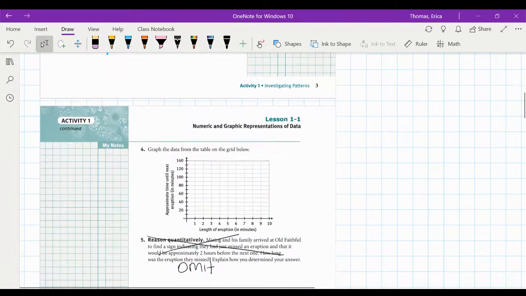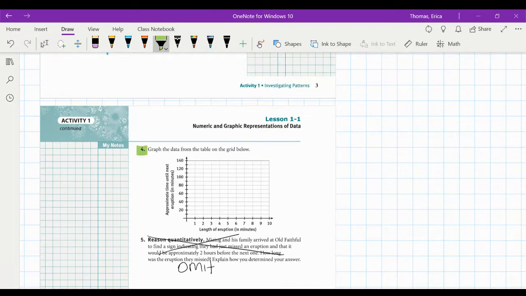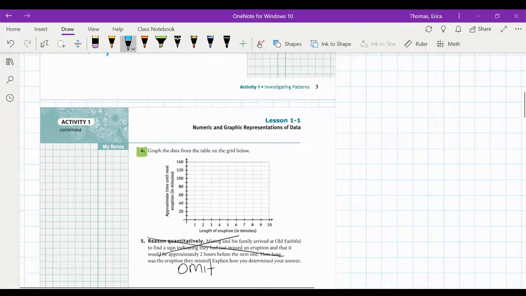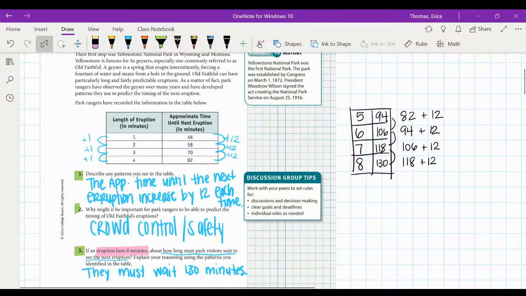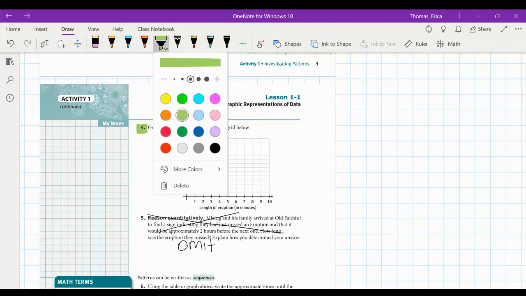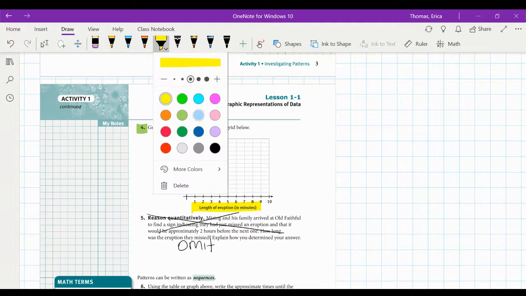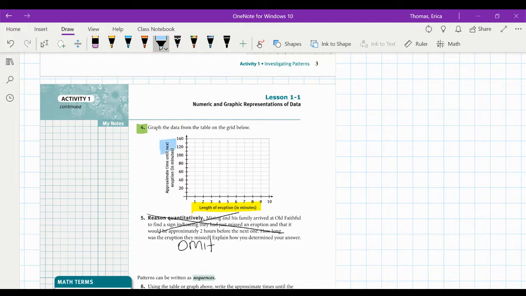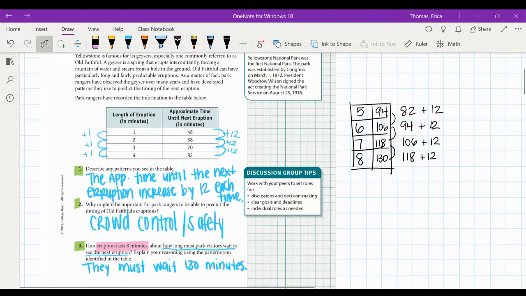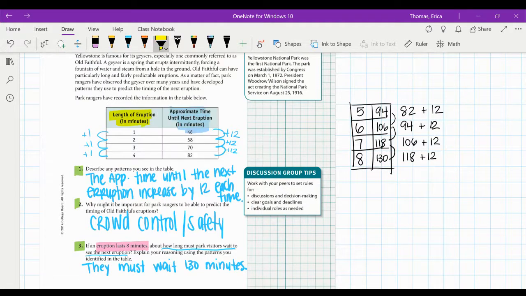Okay, moving on to number 4. Number 4 is asking us to graph the data from the table on the grid. So I'm going to go back and look at my table. Okay, so I have the length of eruption times, which is located on the x-axis. And then also in our table, we have the approximate time until the next eruption, which is located on the y-axis. So these will be our y values, and these will be our x values.